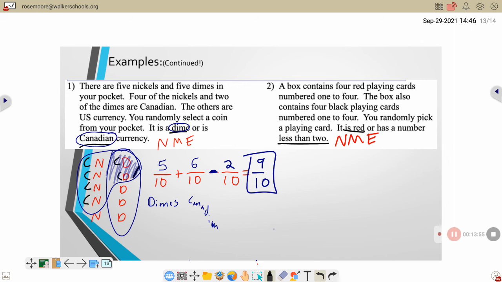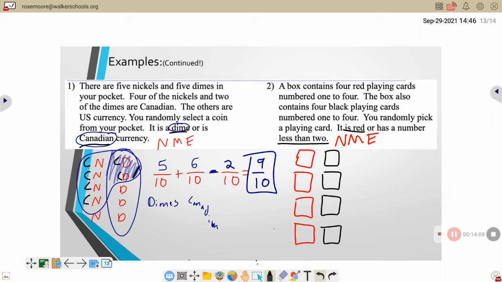So I'm going to draw it out. I have 4 red playing cards. 1, 2, 3, 4. So beautiful. And I have 4 black playing cards. 1, 2, 3, 4. And they're numbered. Red is 1, 2, 3, 4, and black is 1, 2, 3, 4. So now I know exactly what we're looking at.